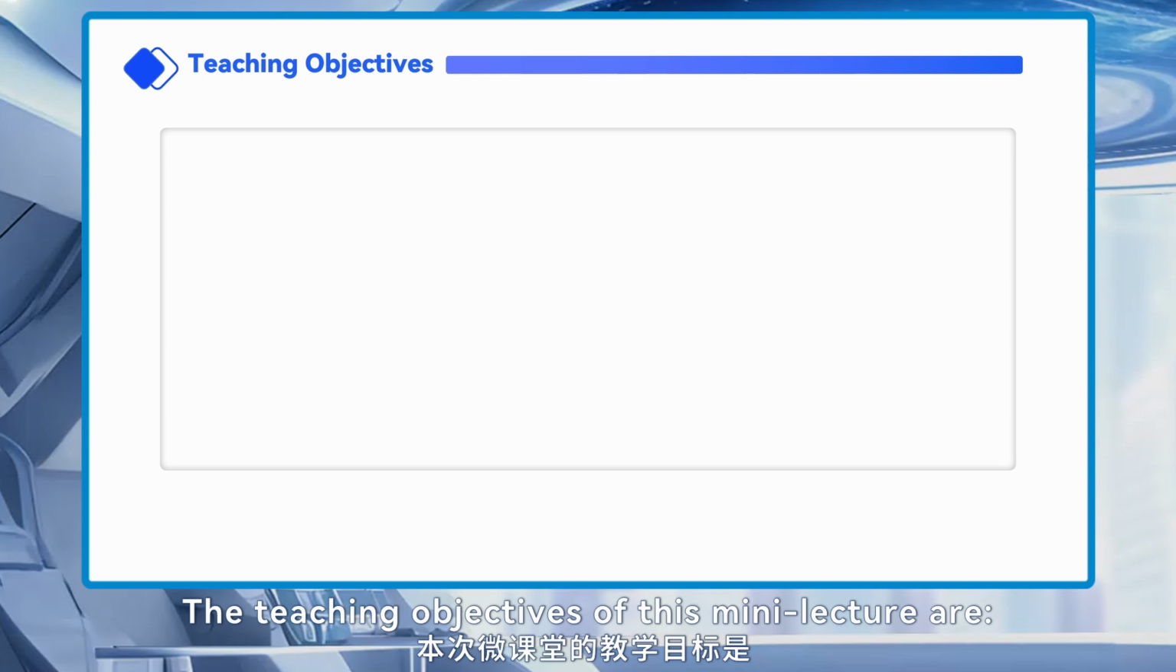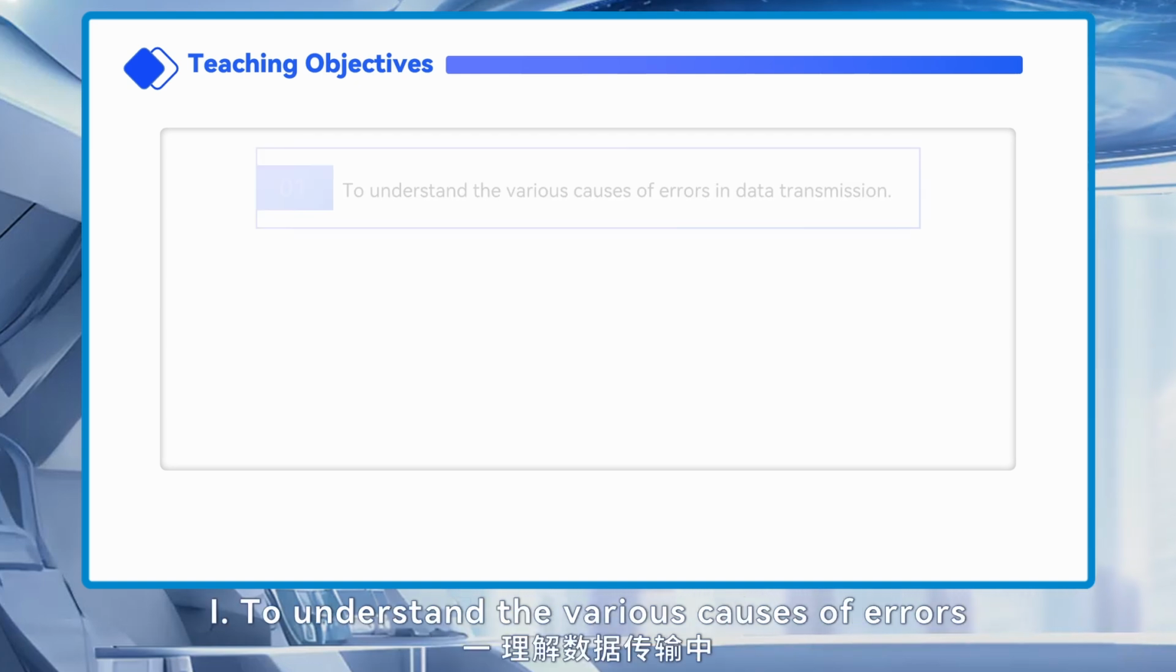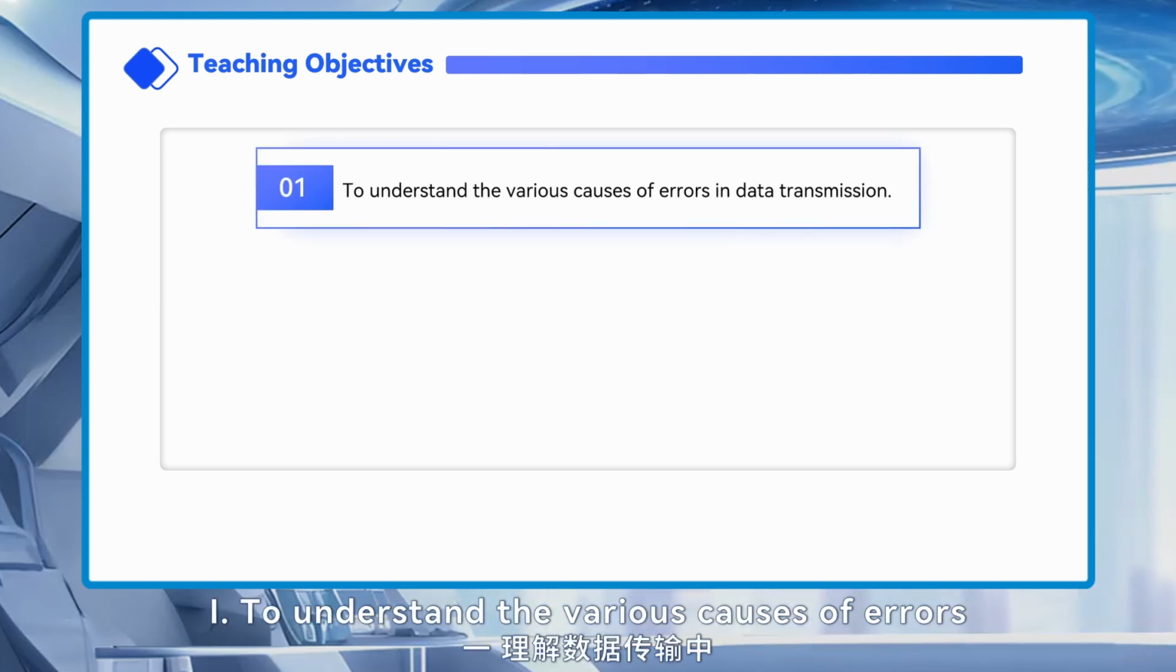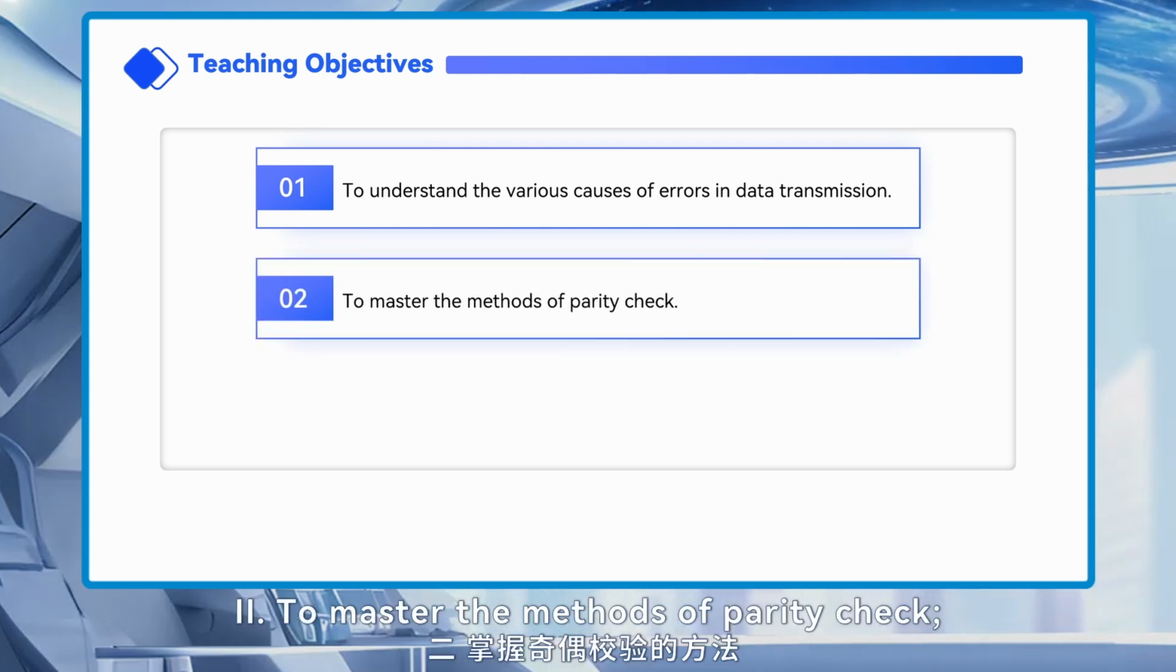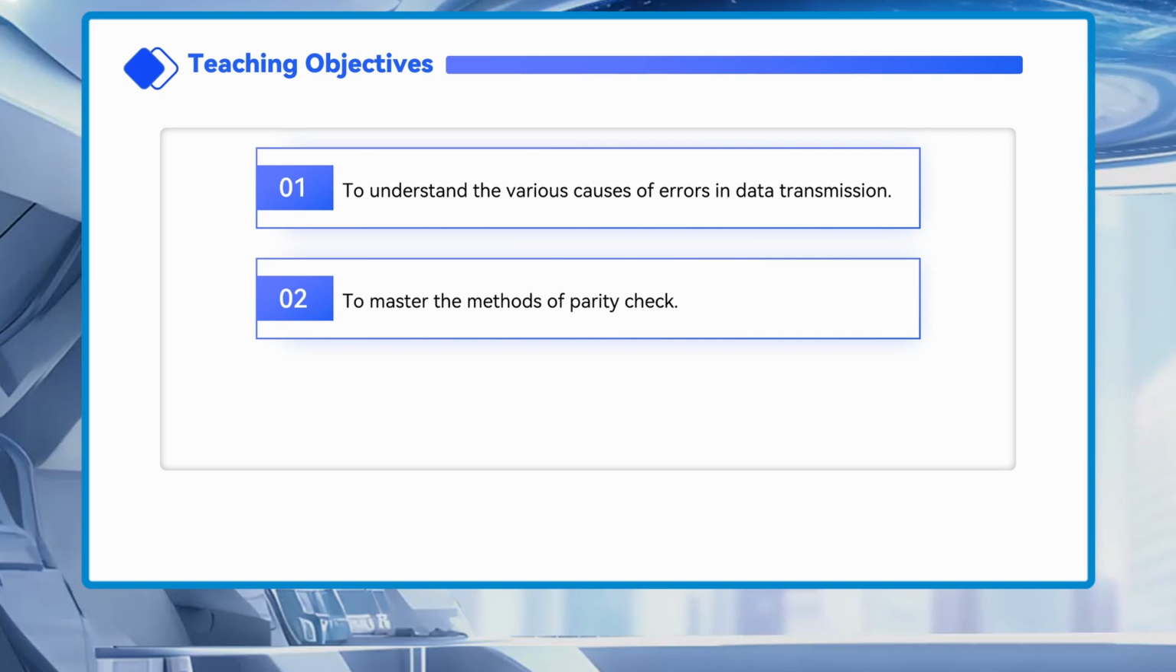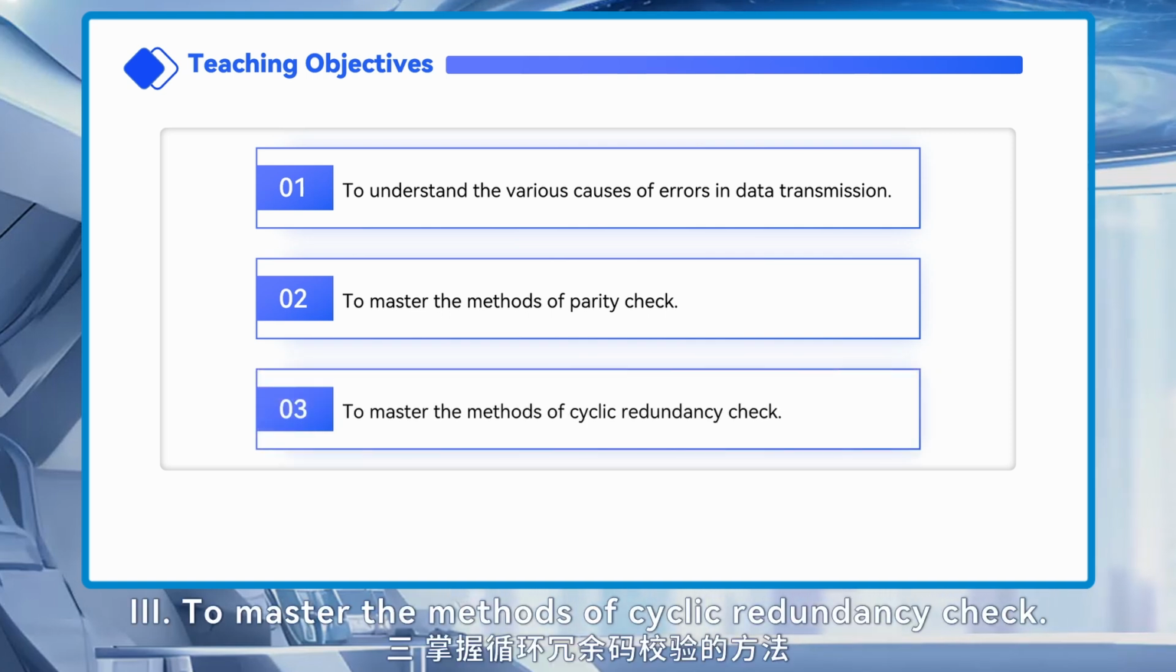The teaching objectives of this mini lecture are: 1. To understand the various causes of errors in data transmission. 2. To master the methods of parity check. 3. To master the methods of cyclic redundancy check.